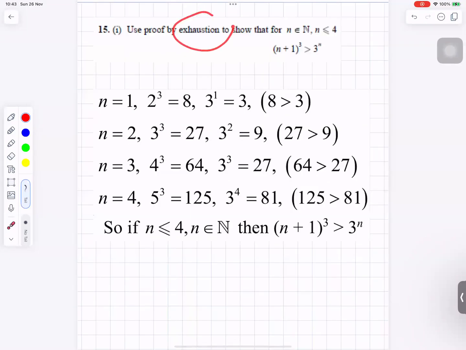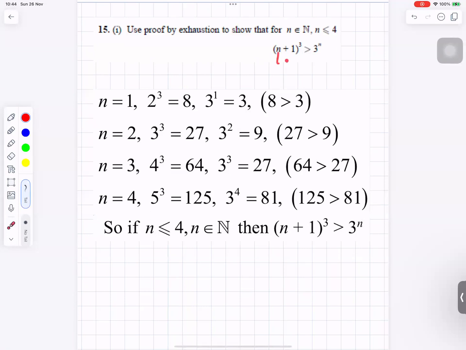Number 15, use proof by exhaustion. For all the n numbers less than or equal to 4, and they are natural numbers, so try all the numbers. So you try 1, 2, 3, 4, and sub in 1, 2, 3, and 4.